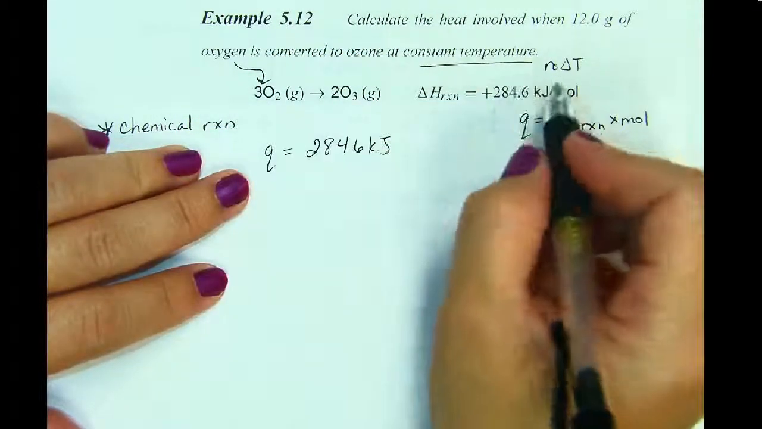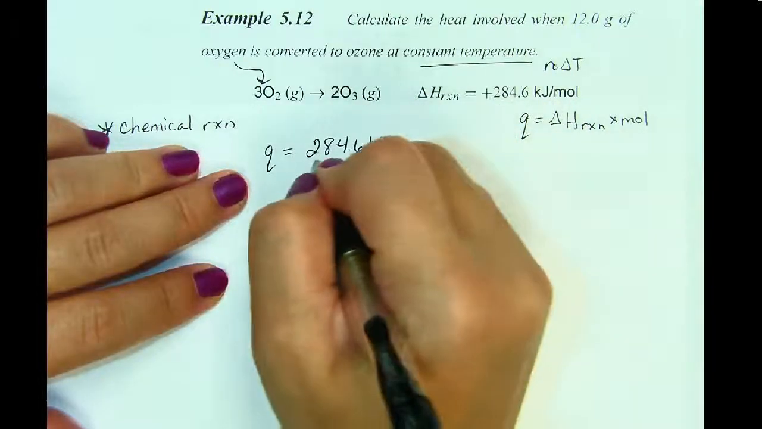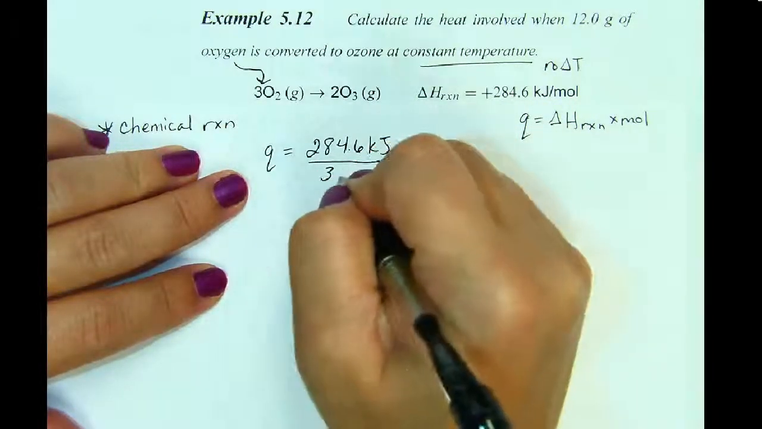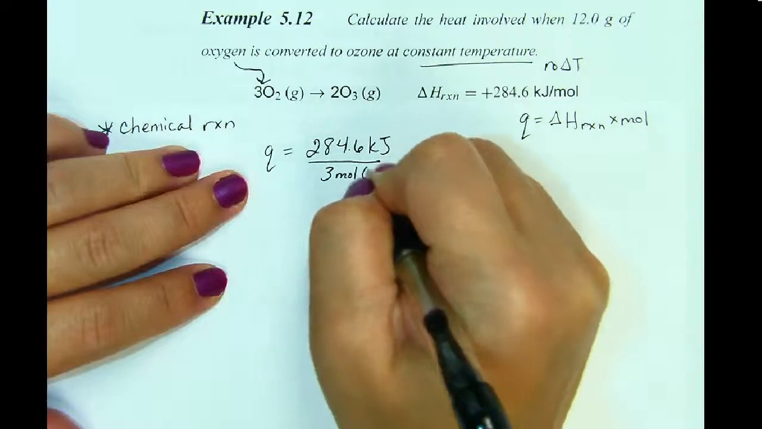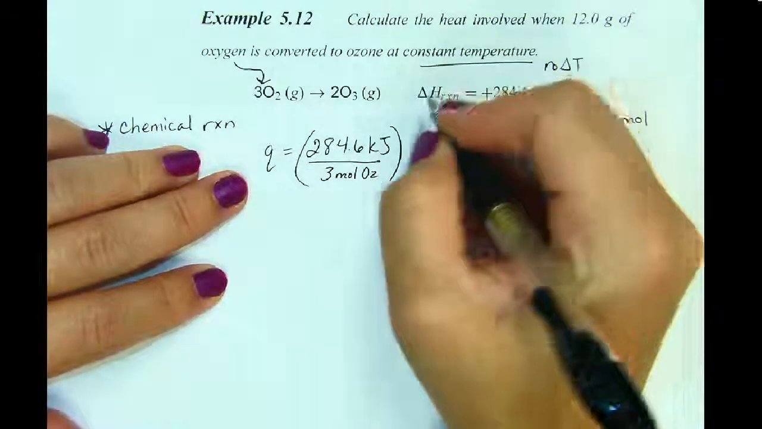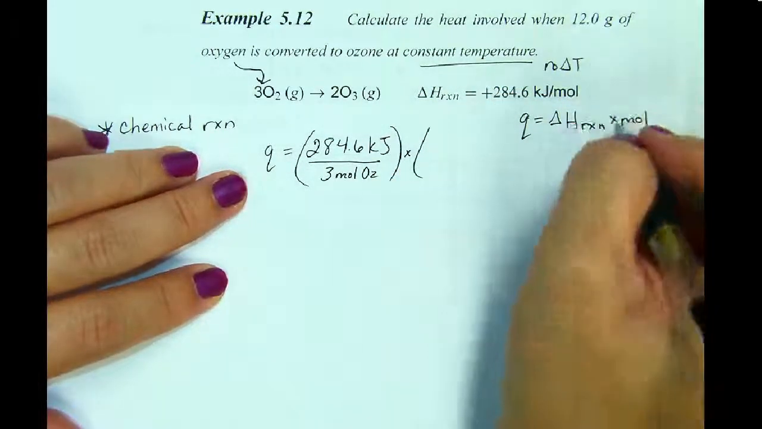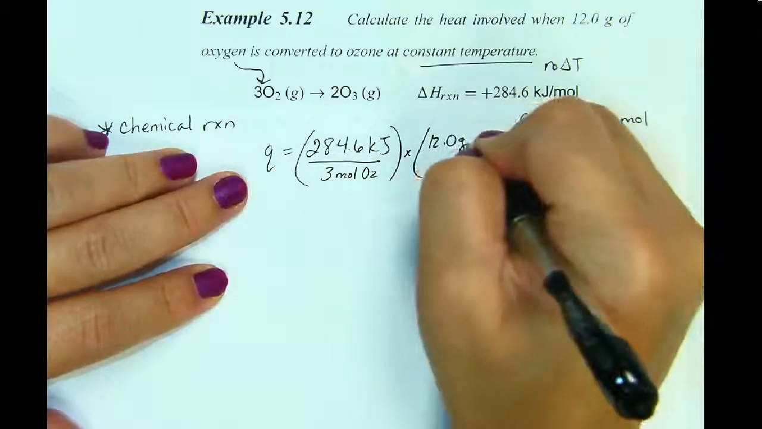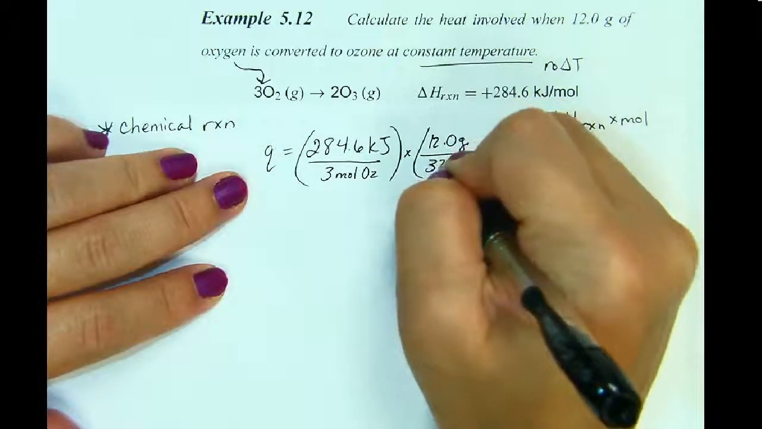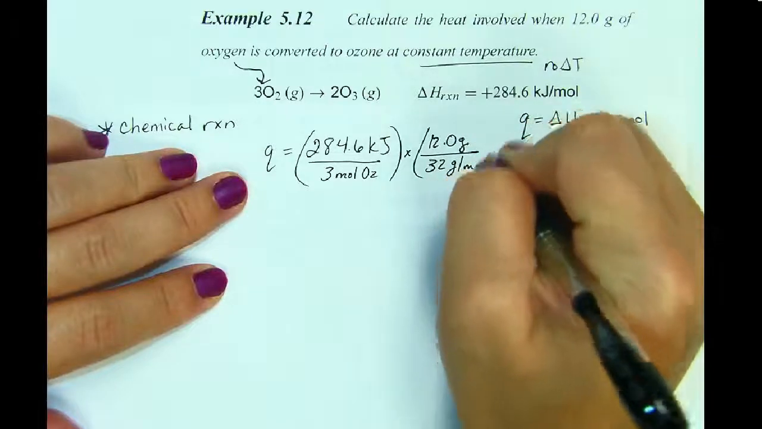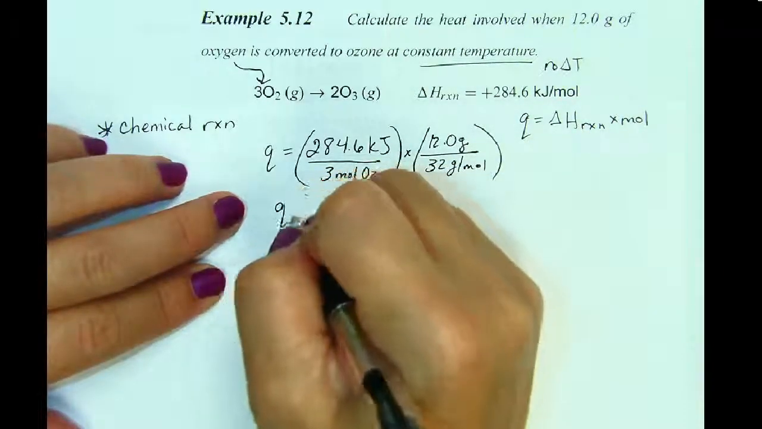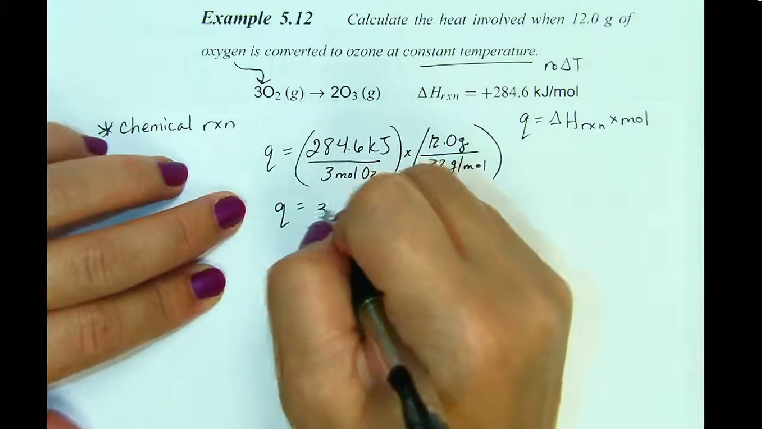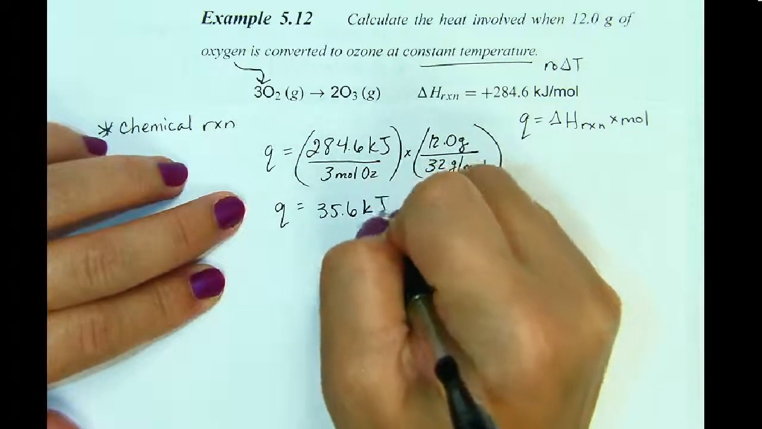And so it's going to have to be this delta H of reaction, and we have to divide by the 3 moles of oxygen to solve this problem, times, and then we'll have moles, which is 12.0 grams of oxygen divided by its molar mass from the periodic table. And when we do all this math, we get a Q equal to 35.6 kilojoules.